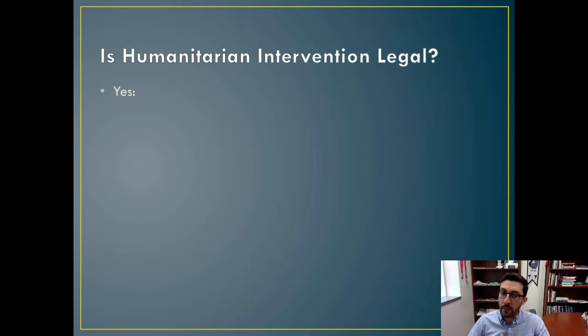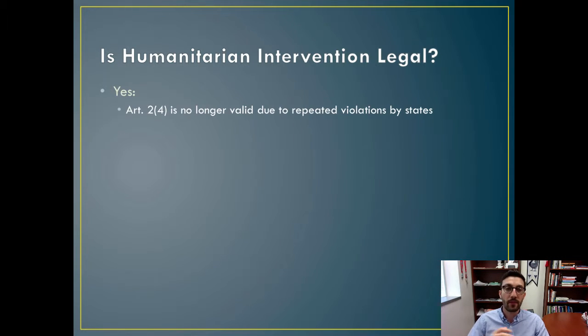On the other hand, you can make an argument that yes, in fact, humanitarian intervention is legal. Some people might argue that Article 2, Section 4 of the UN Charter is no longer valid because countries have repeatedly violated this part of the Charter. This gets back to what we talked about in the previous lecture on the sources of international law. Custom is an important source of international law, and it's the practice of states that eventually, over time, can be concretized into that body of international law.